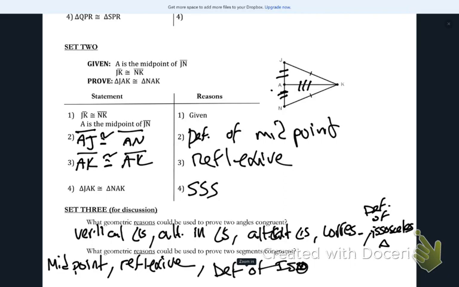Oops, it's just one S. This is a C, I can't spell. Isosceles triangle, because by definition, if you have an isosceles triangle, then 2 of the sides will have to be congruent. Okay? All right, great job.